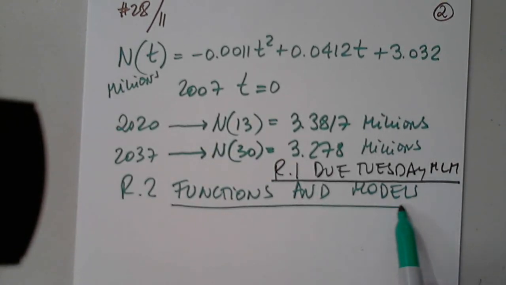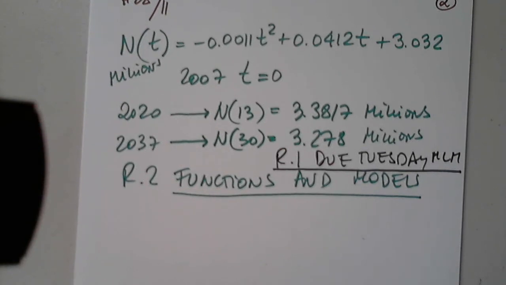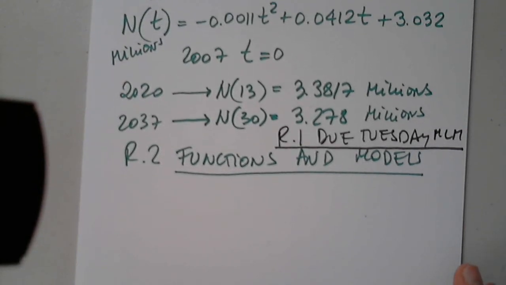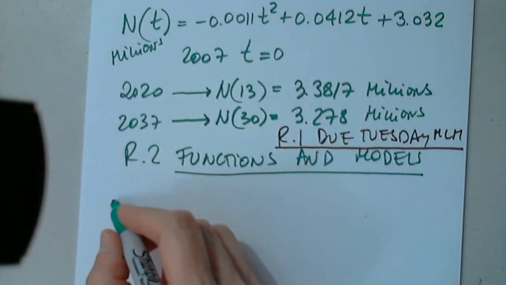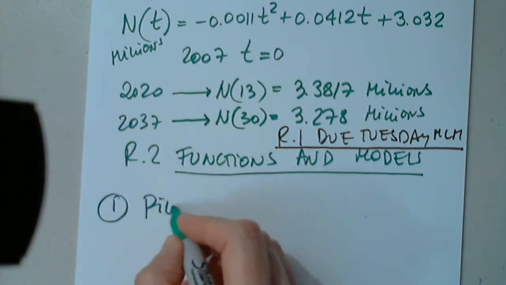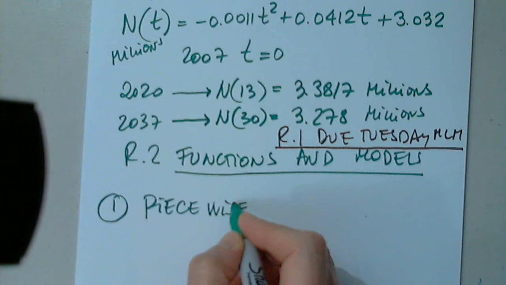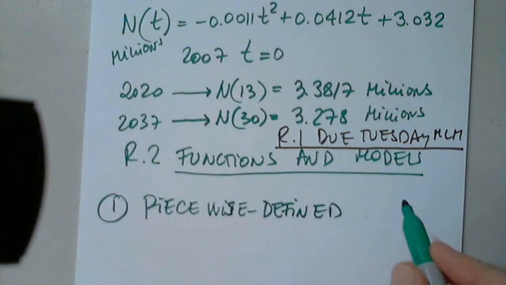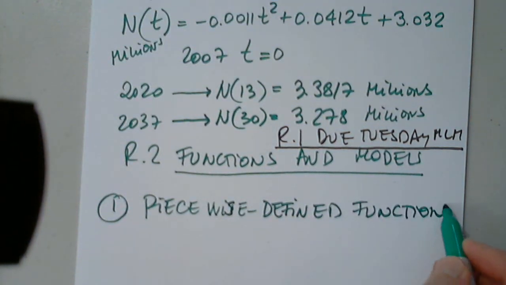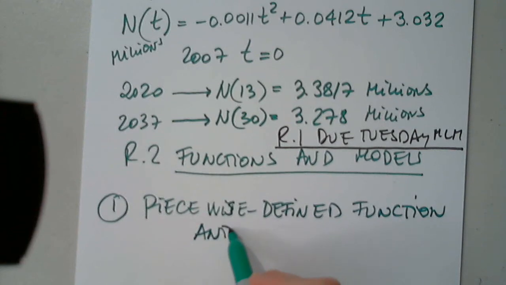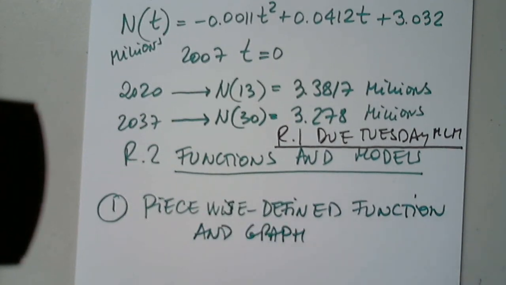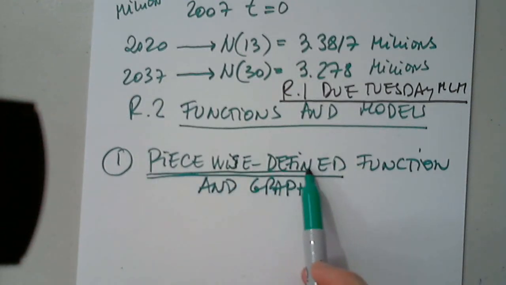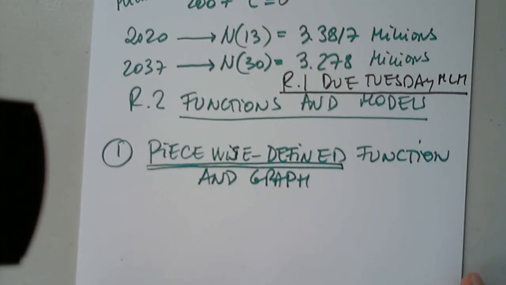Okay, about functions and models. We're going to look at some graphs and everything in a minute. I'll open the book again to this and we'll refresh our memory. But what I would like to talk about right now is, number one, piecewise defined function and graph. So first of all, what is it? What is a piecewise defined function? Exactly what it says. It's defined in pieces.